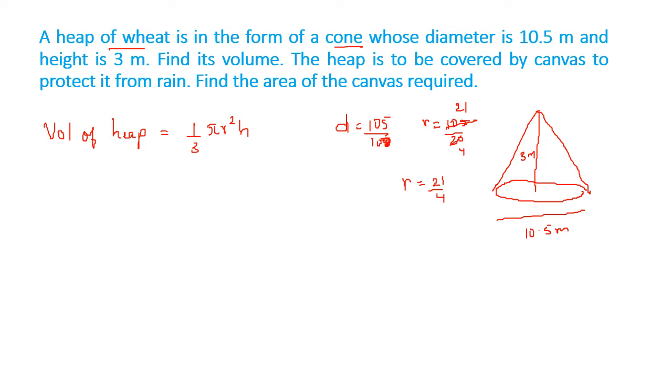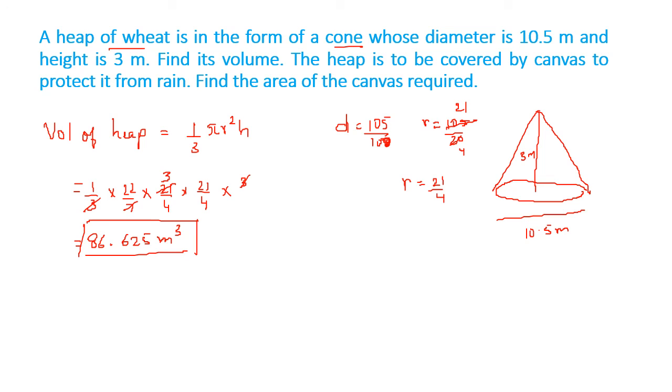Okay. So the volume of the heap will be 1 by 3 into 22 by 7 into 21 by 4 into 21 by 4 and height is 3. So 3 and 3 get cut, 7 3s are 21. So the volume of the heap will be given by 11 into 21 into 3 divided by 4, equal to 86.625 meter cube. That will be the volume of the cone.